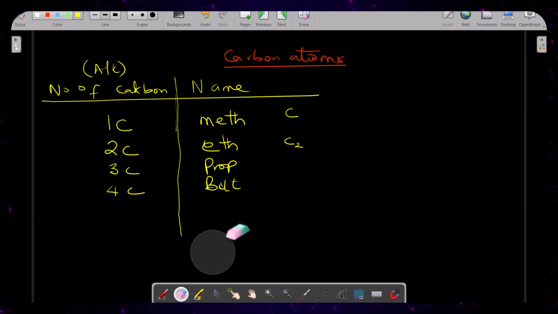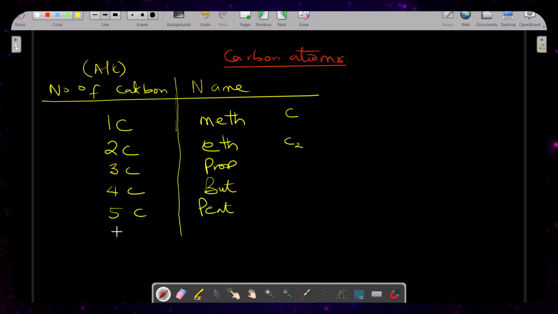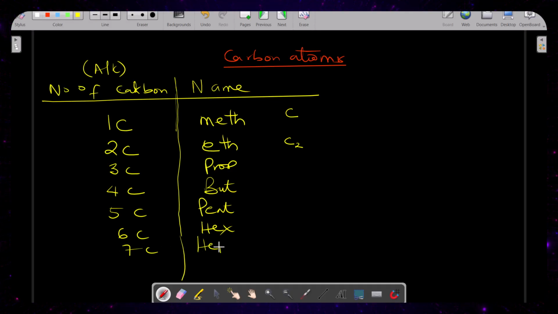This is but. Let me write this properly so that you won't be confused. So how about five carbon atoms? Five carbon atoms is what? Pent. So six carbon atoms is what? Hex. Then seven carbon atoms is what you call hept. Then eight carbon atoms is what you call oct.